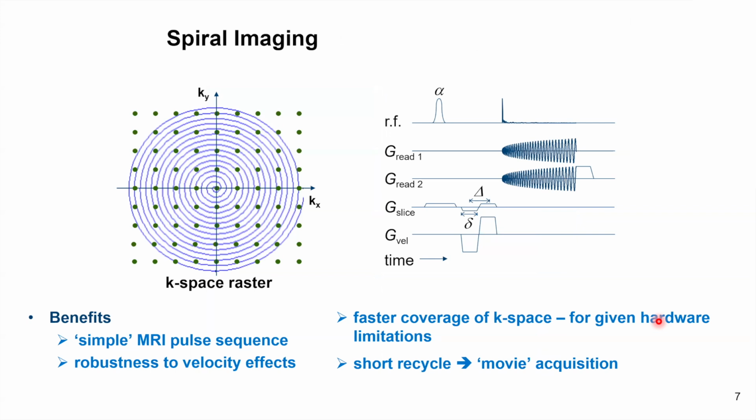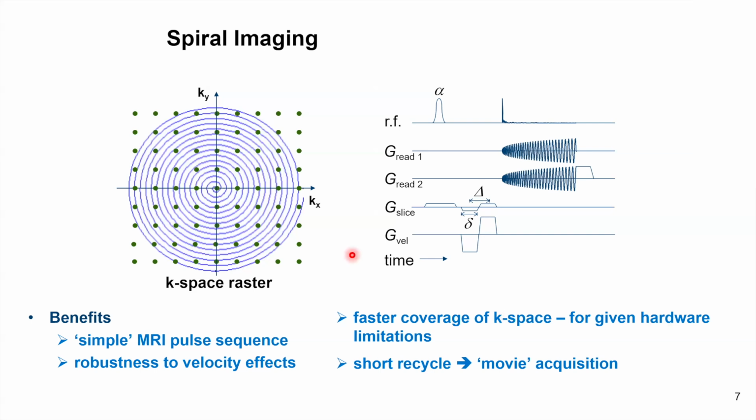It's a very simple MR pulse sequence from the RF point of view. It's just a pulse acquire, basically. But your gradients are a bit more complicated and you need some calibration of those. It's relatively robust to velocity effects as well, which is advantageous. If you've got high velocity, you don't want too much phase being accrued due to the imaging gradients rather than your velocity encode gradients. And the other thing is because we don't have a spin echo here, we can have a short recycle time with a sort of movie type acquisition.